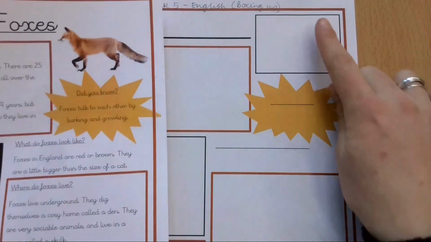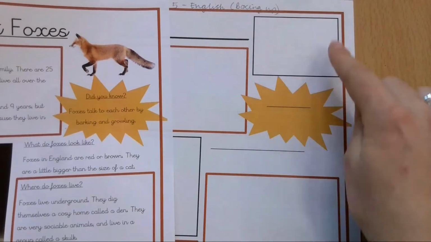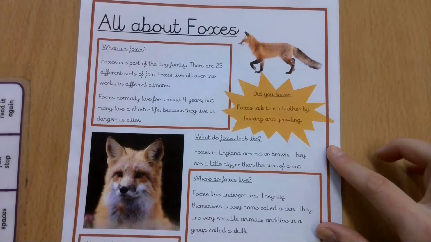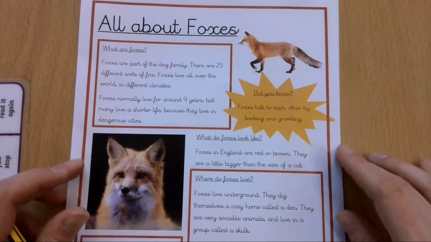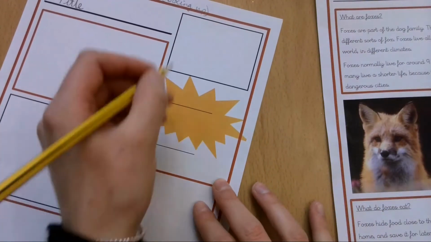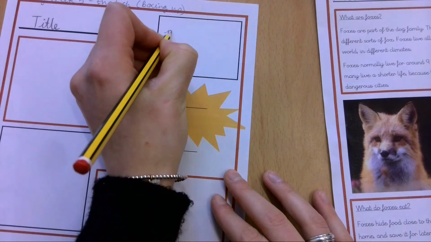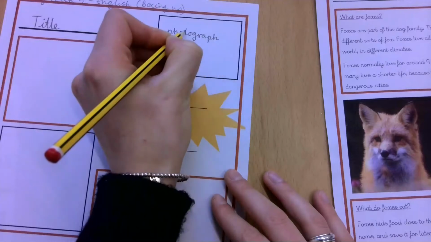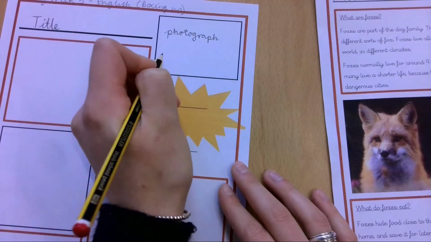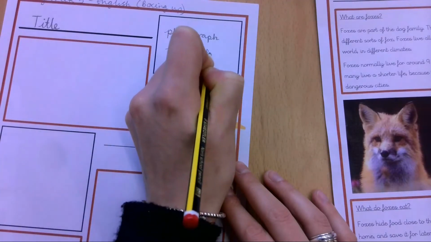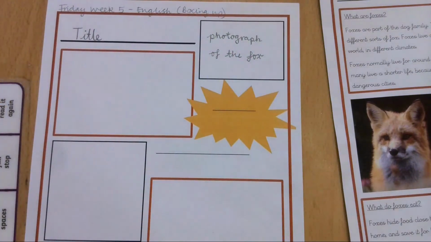Now you'll see that there's a box here which has nothing in it. Looking at our fact file, is there any text? Is there writing in that box? What is it? It is a picture of our fox. A photograph. So I am going to write photograph. You might want to pause the video so you can check your spelling, and you can pause this video at any time so you can see what I've written.